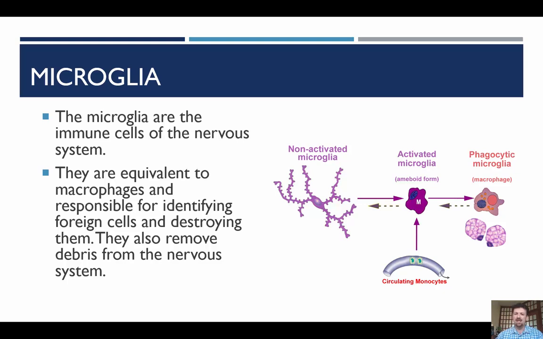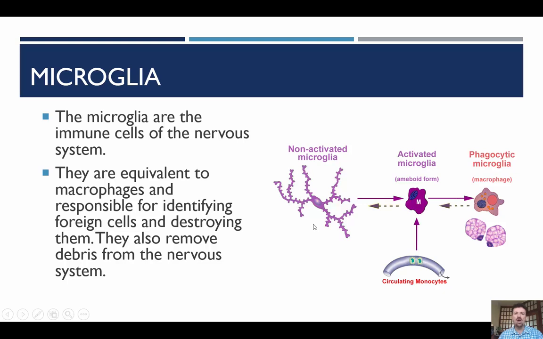And you can see in their non-activated state, they have the typical star shape that we're talking about. But when something goes on in the brain that requires them to be activated, they get transformed. And they move into a much more amoeboid type shape that allows them to engulf the invading particles and destroy them. In this way, they can fight infection, and they can also be used to remove debris and other foreign cells from the nervous system.